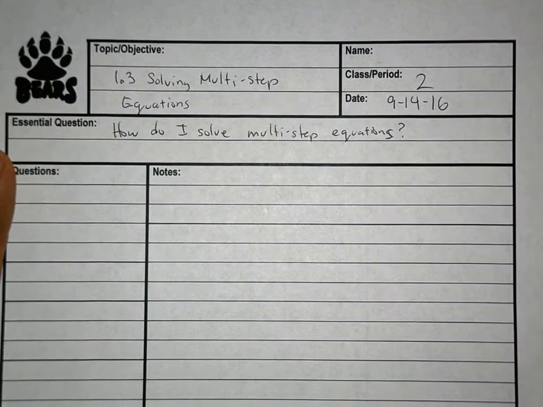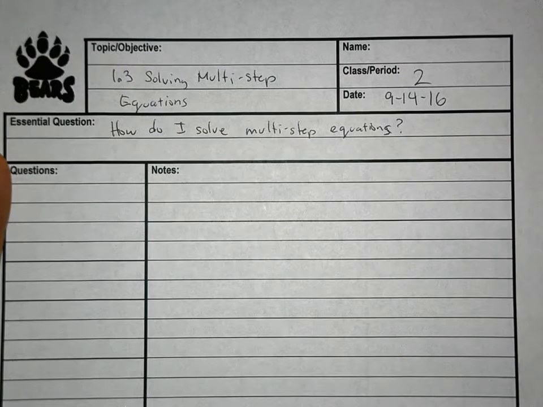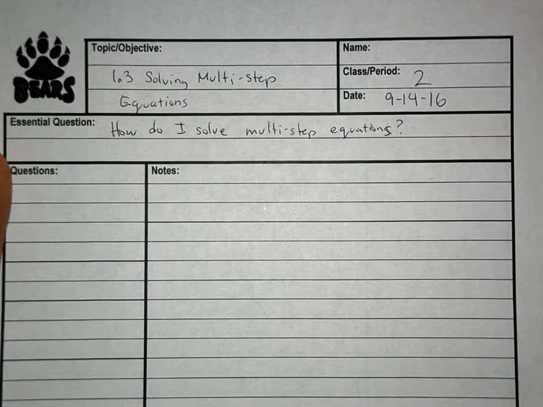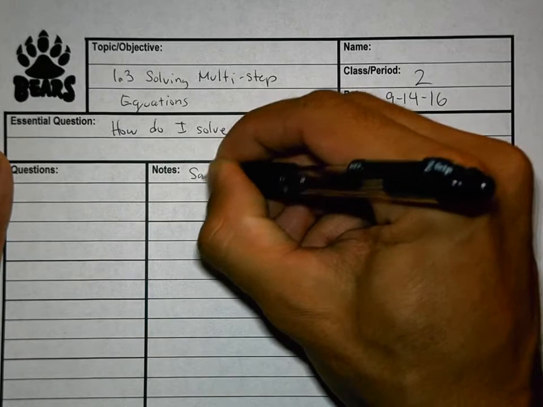When you are working with multi-step equations, you had a small glimpse of this in the 1.2 homework. Okay? But 1.3 is the same thing except a little more advanced. You are going to have to make decisions when you're solving these types of problems. And the decision should be based off of two things.